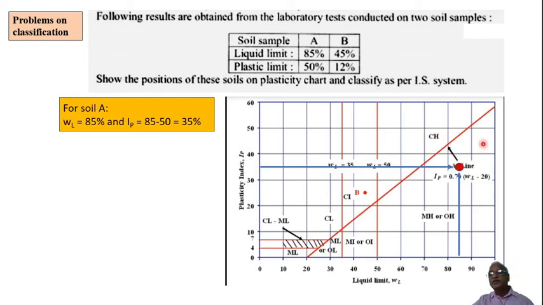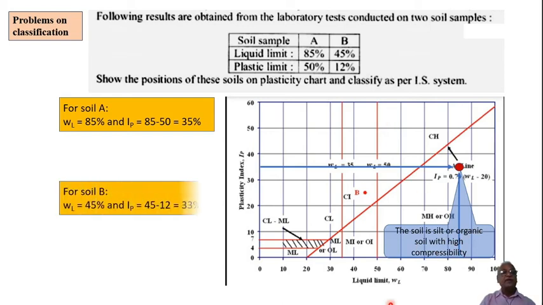So what you can classify: it is below the A line, that's why it is silt or organic soil, and the liquid limit is beyond 50%, that's why it will be highly compressible. So the soil is silt or organic soil with high compressibility. When you are below the A line, it can be MH or OH, so you should define both. Either it is silt with high compressibility or organic soil with high compressibility. That's how you can classify soil A.